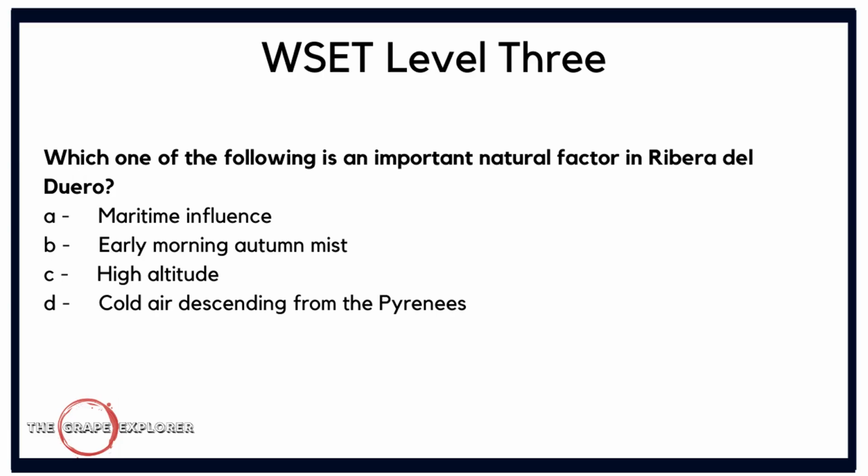Now we're going to go back to Spain. I've got a question for you about Ribera del Duero. So which of the following is an important factor in Ribera del Duero? Is it the maritime influence, the early morning autumn mists, the high altitude, or the cold air descending from the Pyrenees?